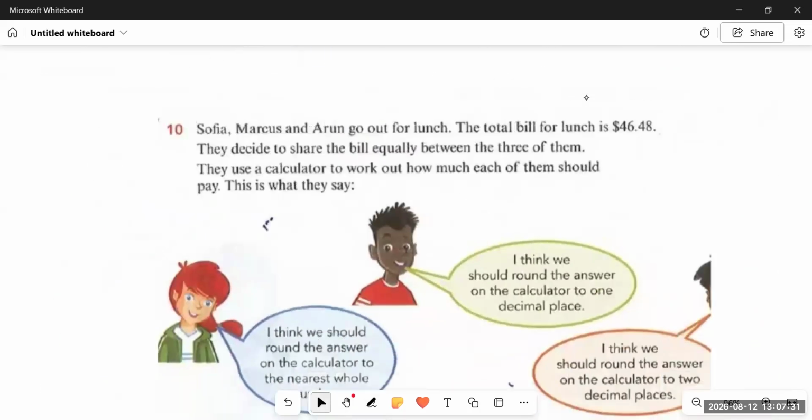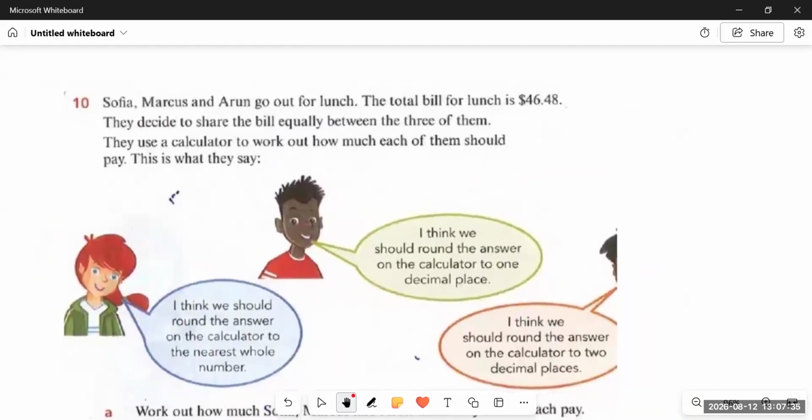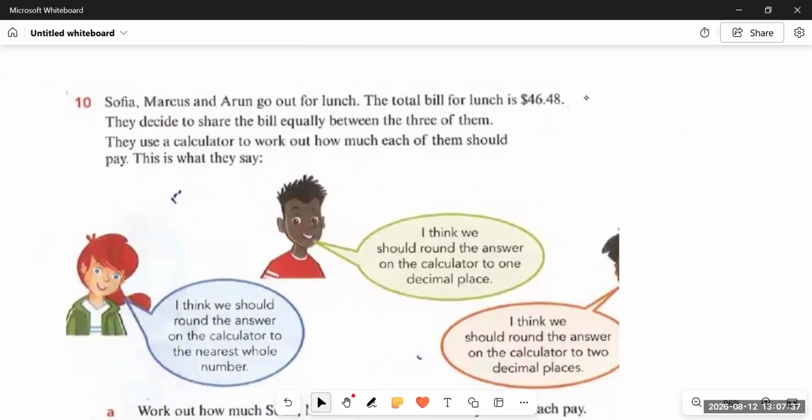Next, we have question number 10, the last question of this exercise, which says Sophia, Marcus, and Aaron go out for lunch. The total bill for lunch is 46.48. Okay, this is the total bill. And they decide to share the bill equally between the 3 of them. They use a calculator to work out how much each of them should pay. This is what they say.